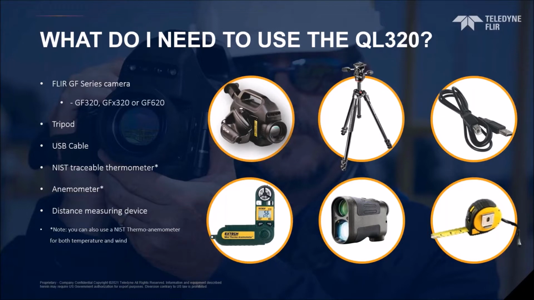You do need a USB cable if you're using the solution in tethered mode. And the three devices on the bottom are going to be the anemometer and the thermal anemometer to get ambient air temperature and an estimation of wind speed, and a distance measurement. The distance measurement is to understand how far you are away from the component that's leaking. These are all inputs that you would put either in the Q mode feature or in the QL320 while it's tethered to the solution.